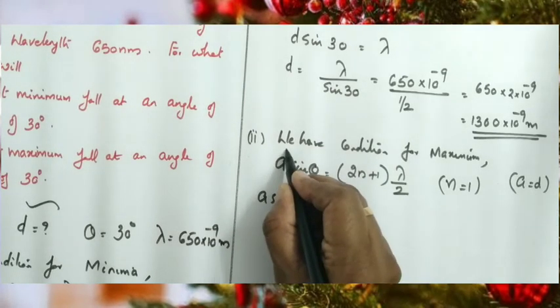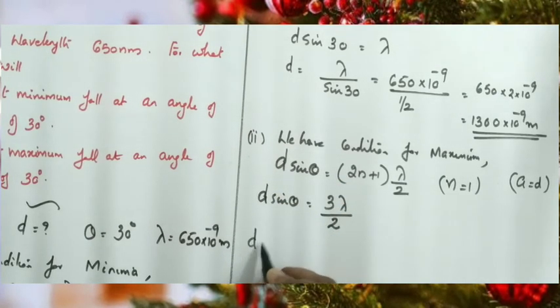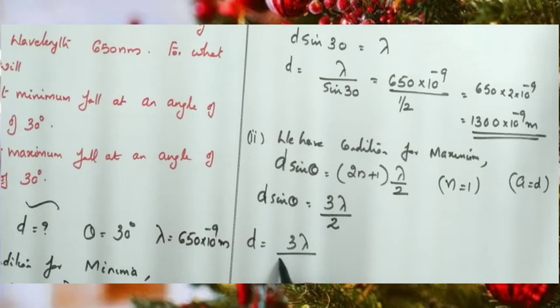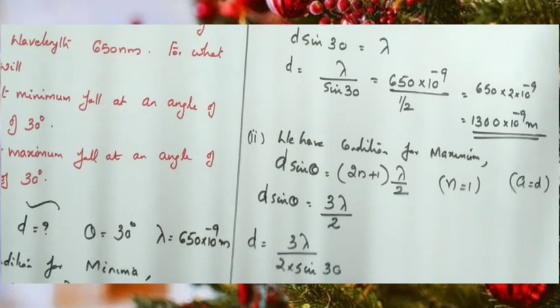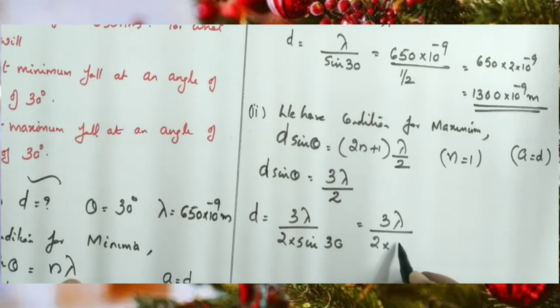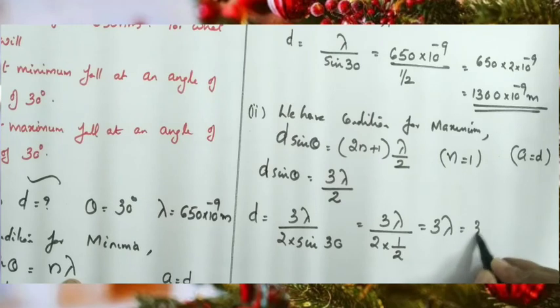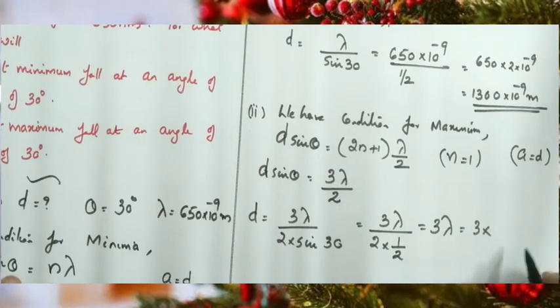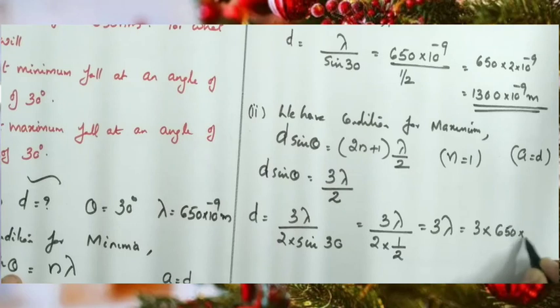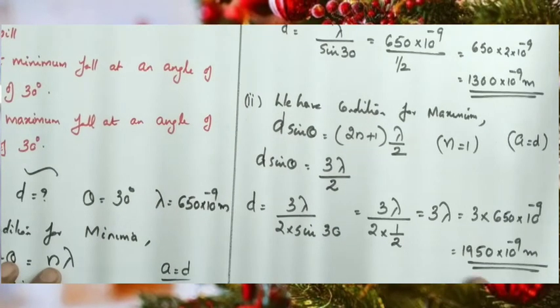Therefore here we can write D sin theta. So D can be written as 3 lambda divided by 2 into sin theta. What is theta here? Here also 30 degree. So it is equal to 3 lambda divided by 2 into sin 30, which is 1 by 2. So it is equal to 3 lambda. That is 3 into, here also lambda is 650 into 10 raised to minus 9. And the answer is 1950 into 10 raised to minus 9 meter.